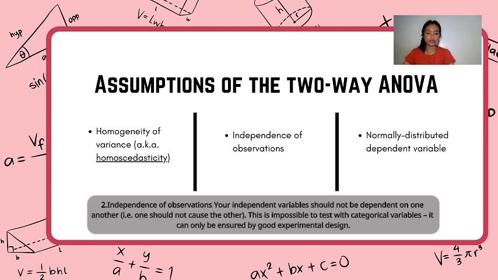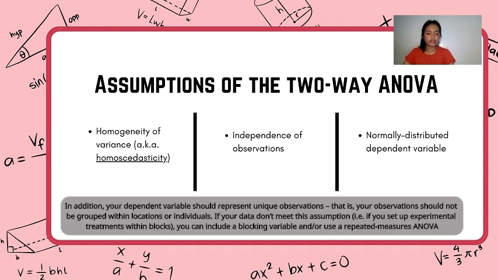Number two, independence of observations. Your independent variables should not be dependent on one another. One should not cause the other. This is impossible to test with categorical variables. It can only be ensured by good experimental design. In addition, your dependent variable should represent unique observations. That is, your observations should not be grouped within locations or individuals. If your data don't meet this assumption, you can include a blocking variable and use a repeated measures ANOVA.